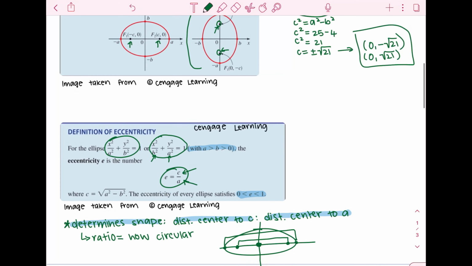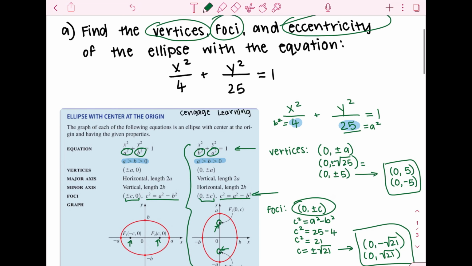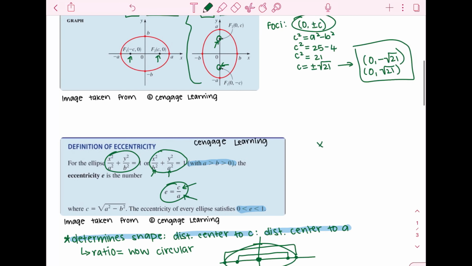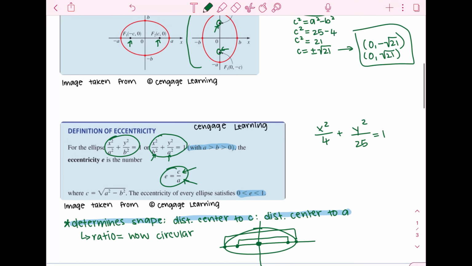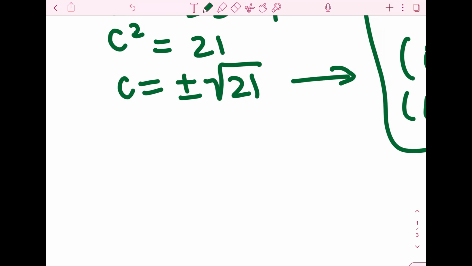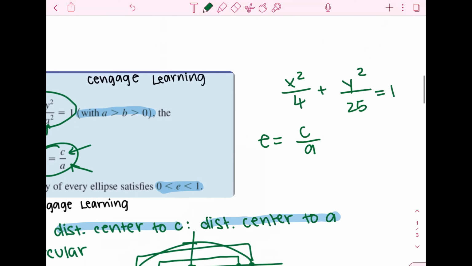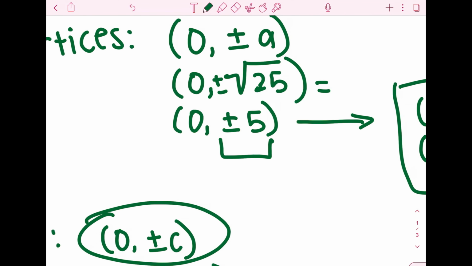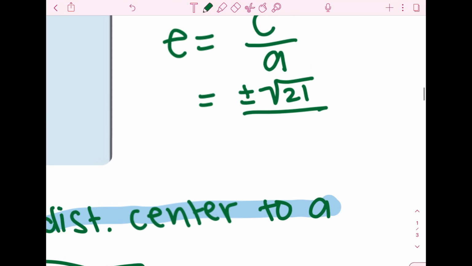Okay, so now let's solve the eccentricity for the equation we were given first: x squared divided by 4 plus y squared divided by 25 is equal to 1. So I'm going to write that here. We know that our eccentricity e is equal to c divided by a. Now we just have to scroll up a little bit to find our c, and we know that it's plus or minus square root of 21. So we're faced with a decision here. We can choose plus or minus square root of 21 divided by our a, which as we determined over here is plus or minus 5.